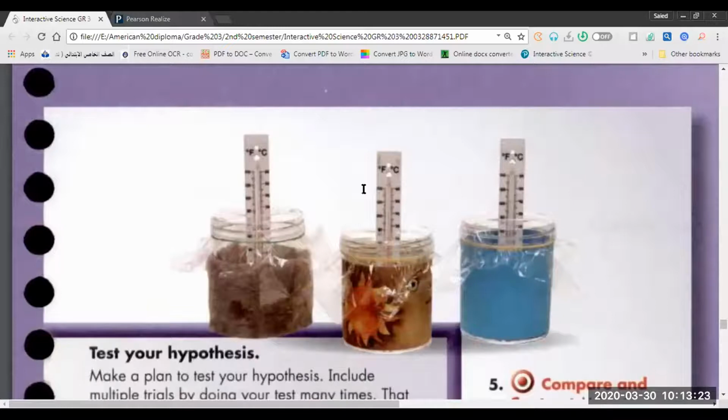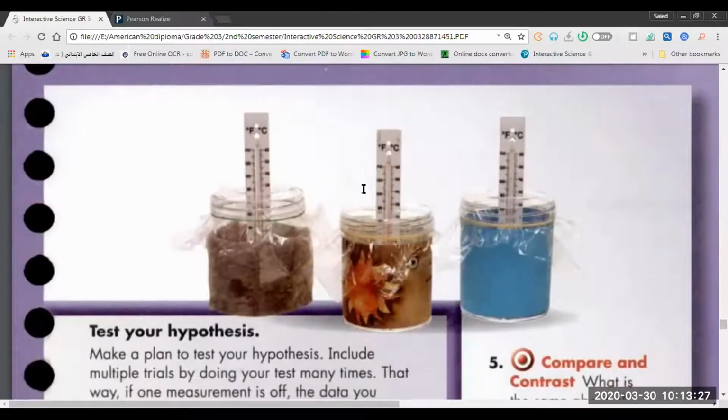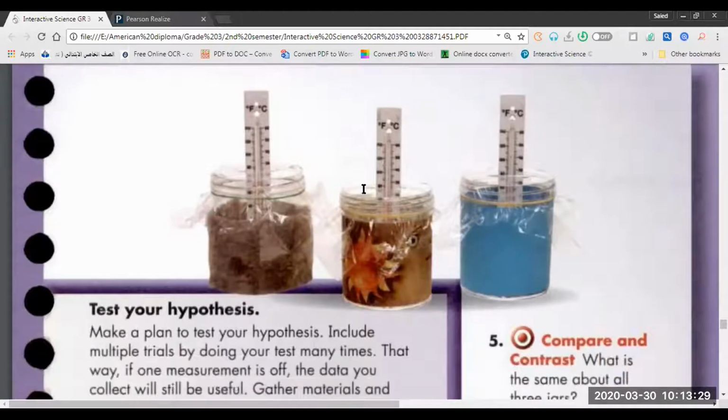you're thinking or the possible answer, it was what? It was when if I wrap the jar with fair, the fair could keep the water warm longest. That's what you do. Okay, but you want to check if that's true or false. Your hypothesis is true or wrong. So you have to test your hypothesis.